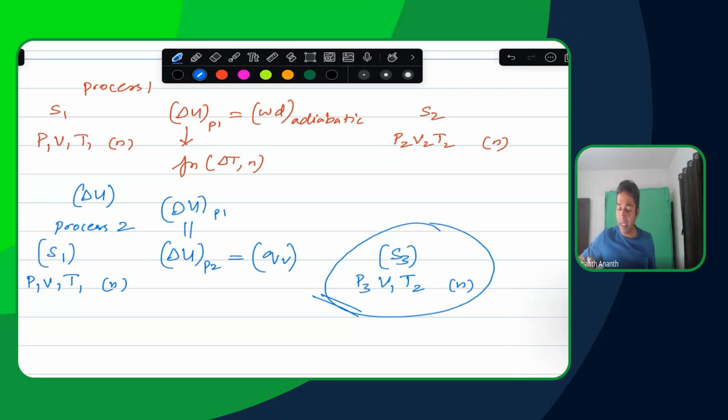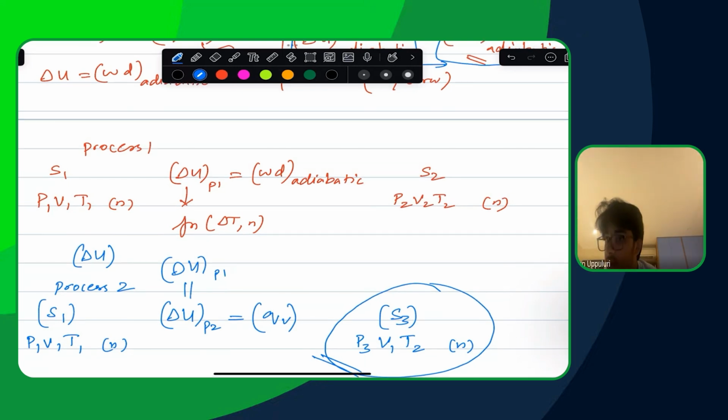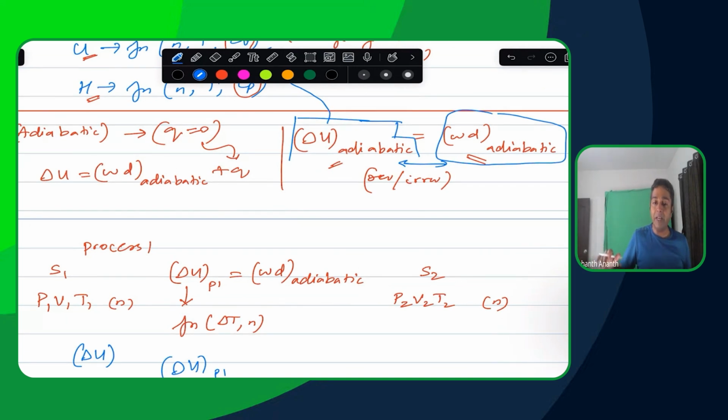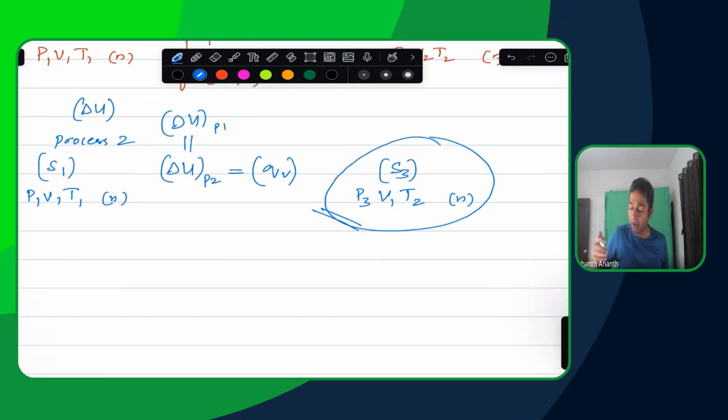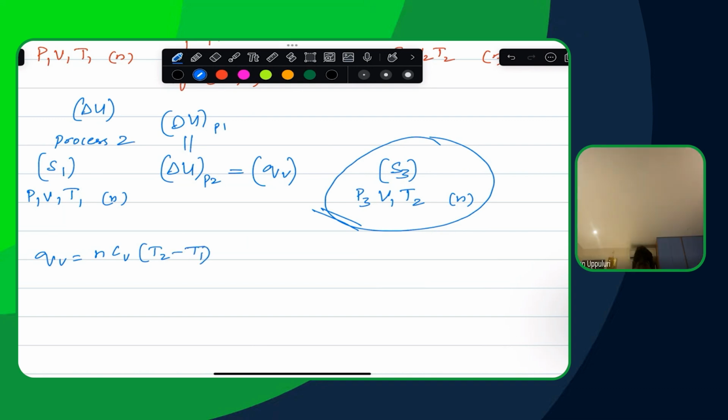Yes. So if delta U is a clear-cut state function, my delta U in process 1 should be equal to delta U in process 2, which means my work done adiabatic there should be my QV in this second process. Do you understand what is happening? Yes, sir. So now from there we'll calculate the work done adiabatic. If I want to calculate the work done adiabatic, I will get QV here, correct? So QV I'll have to write as n Cv into T2 minus T1. Correct?